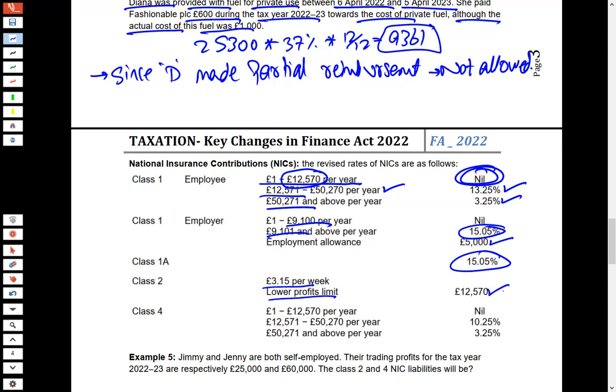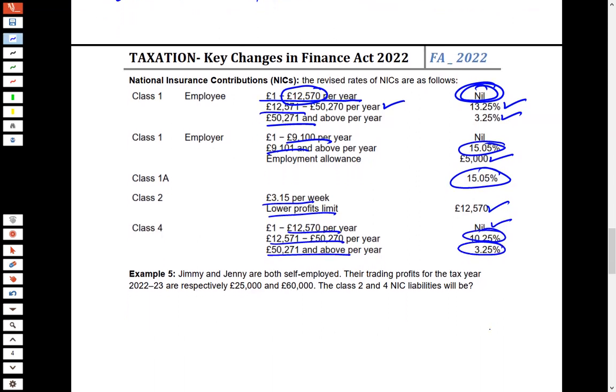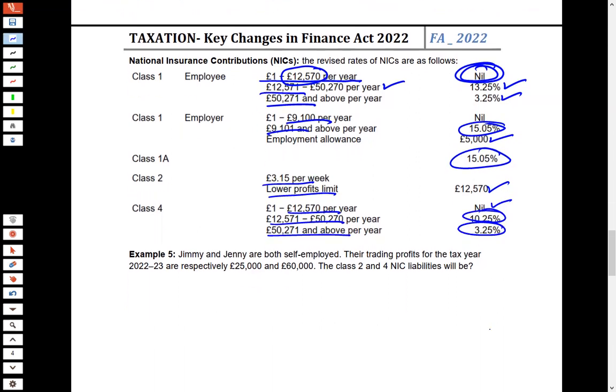Lower profits threshold. Previously this lower profit threshold was an unknown number, but now the tax authorities have linked this number as well with the personal allowance limit. So class 4, again personal allowance limit, 10.25%. Right? So let me apply these changes as well.